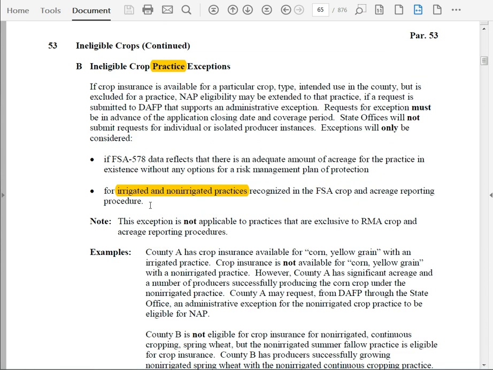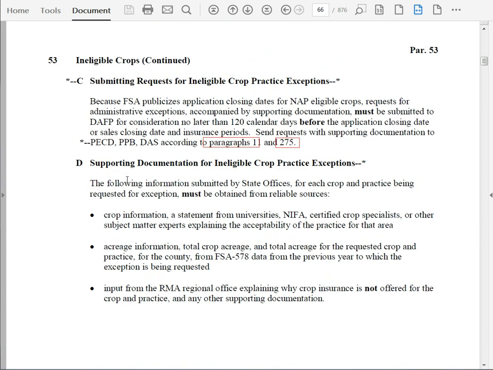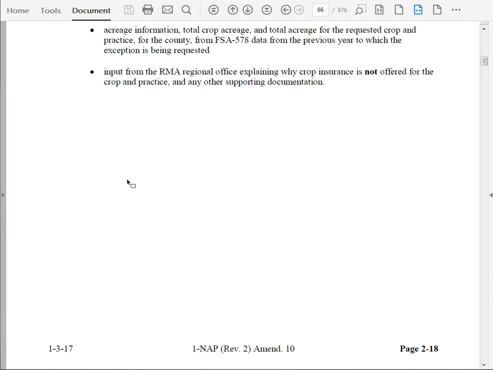The practice exception applies to crops that are insurable in a county as either irrigated or non-irrigated, but not both. If RMA required that soybeans grown in the county were irrigated in order to cover them, we could then offer coverage to growers of non-irrigated soybeans. However, you'd want to make sure that good farming practices are being applied. If you're looking to apply this exception, you'll need to send the request to DAFP along with supporting documentation.